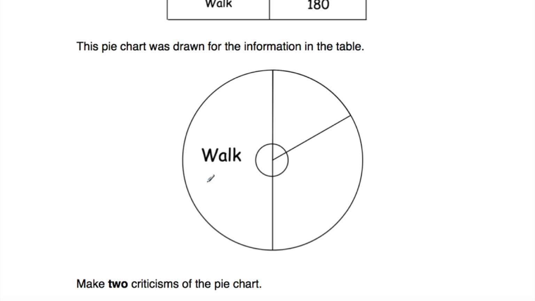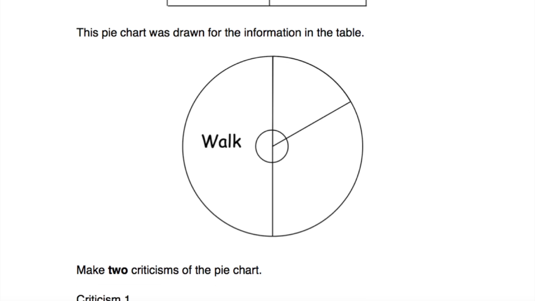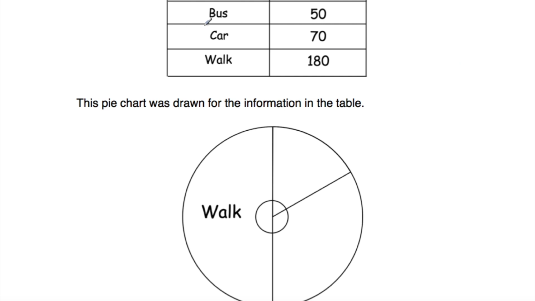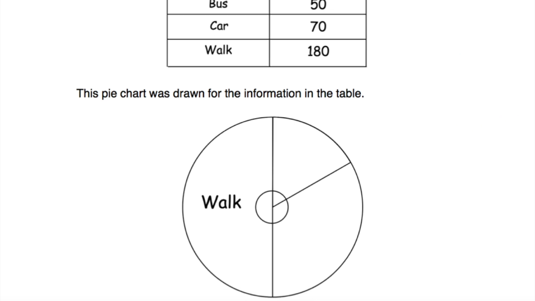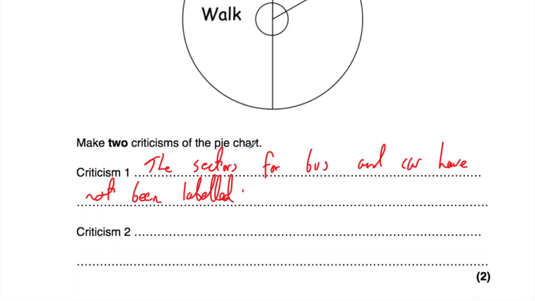I'm laughing because this one's been labelled walk, but you can clearly see that these two sectors haven't been labelled. So that's going to be one of the criticisms straight away, because we've been asked to write 2 criticisms of this pie chart. So criticism 1, the sectors for bus and car haven't been labelled. Okay, so that's the first criticism.